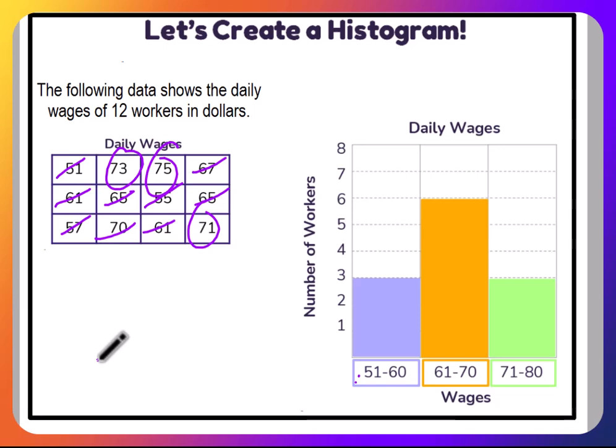And you could double check. We know that we have 12 workers. So our total frequency should be 12. So we can go and we can add 3 plus 6, well that's 9, plus 3 makes the 12. So we've graphed it correctly.